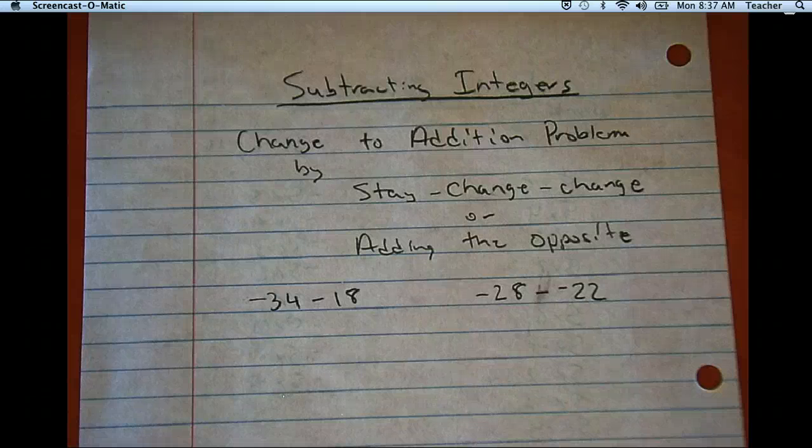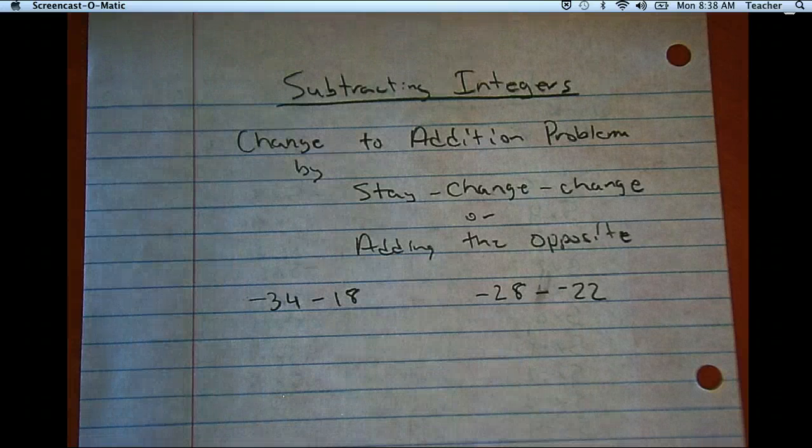Okay, Oak Rovers, in our last video, we learned how to add integers. In this video, we're going to learn how to take subtracting of integers and change it to an addition problem, so we're really adding integers. The way I do that is by adding the opposite, or a little trick that I call stay, change, change.